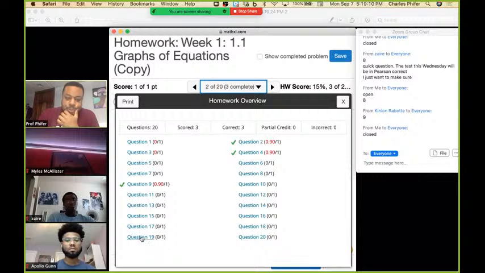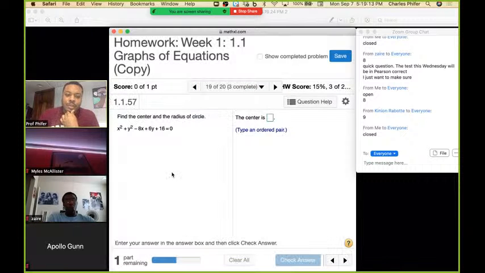Okay, let's look at number 19. Find the center and the radius of the circle. So this one is a demo on completing the square. Completing the square can be a little bit of a challenge for students. This is question number 19 from this assignment, and this comes from section 1-1, question 57. It says find the center and radius of the circle. We have x squared plus y squared minus 8x plus 6y plus 16 equals 0.